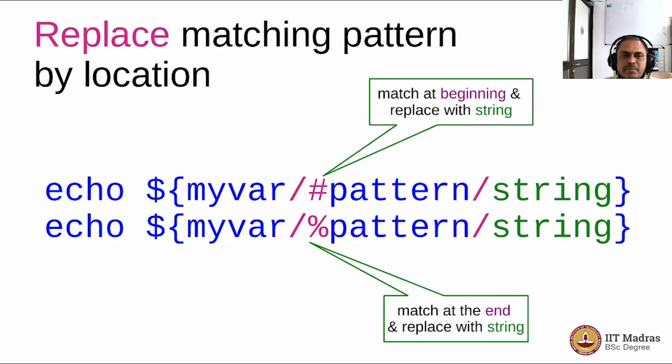You could also do the pattern matching and replacing going by the location in the string. So if you want to do the pattern matching only at the beginning of the string, you could use a pound symbol or a hash symbol after the /, and if you would like to have the matching done only at the end of a string, then you could use the percentage symbol after the /.